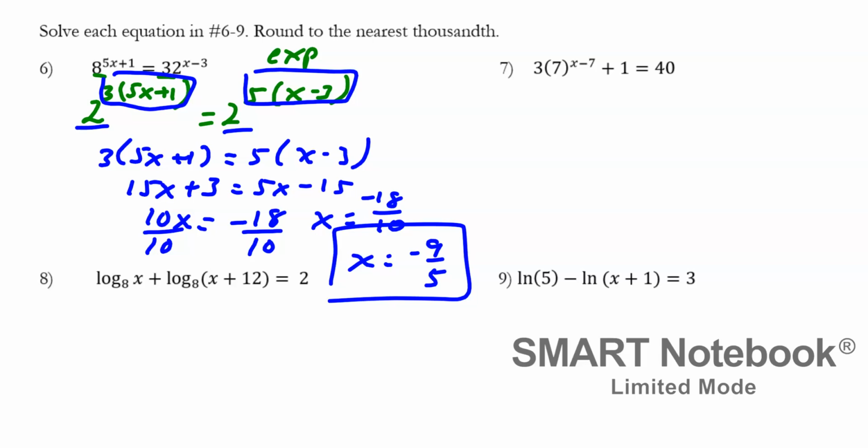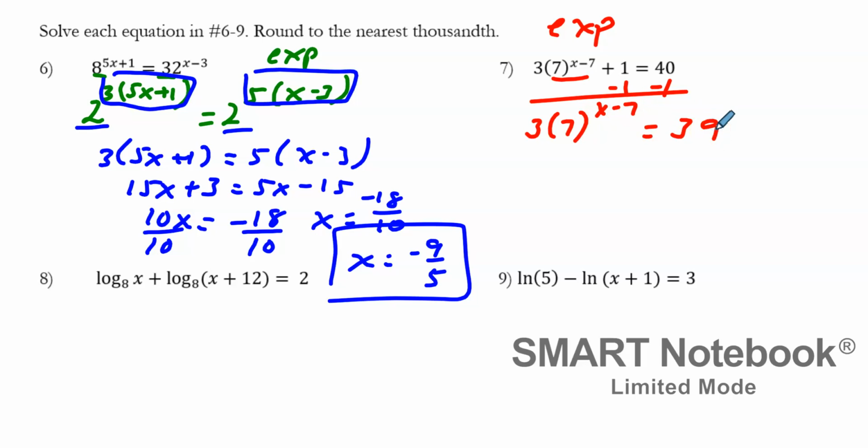Number 7. Again, this is an exponential equation, so it's possible that we might need to change these to logs, but the first thing we need to do is isolate the exponential part. So we need to get rid of the 1 first. So we have 3 times 7 to the x minus 7th power equals 39. Now, again, I mentioned this in a previous video, but I want to mention it again here. It's really tempting to want to multiply these and make it 21 to the x minus 7th.